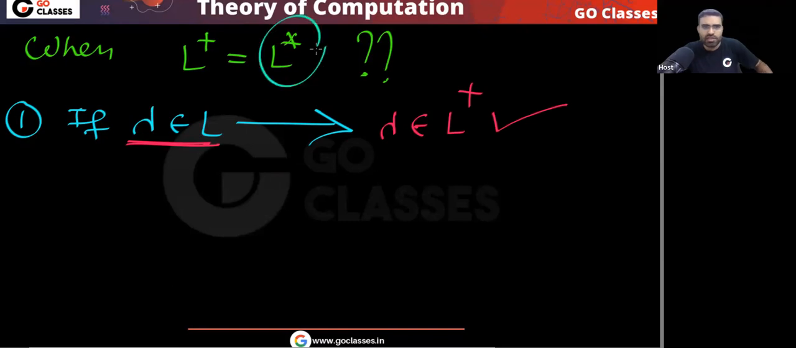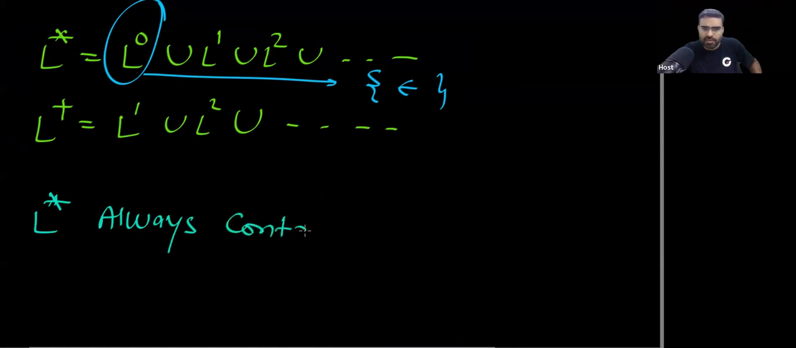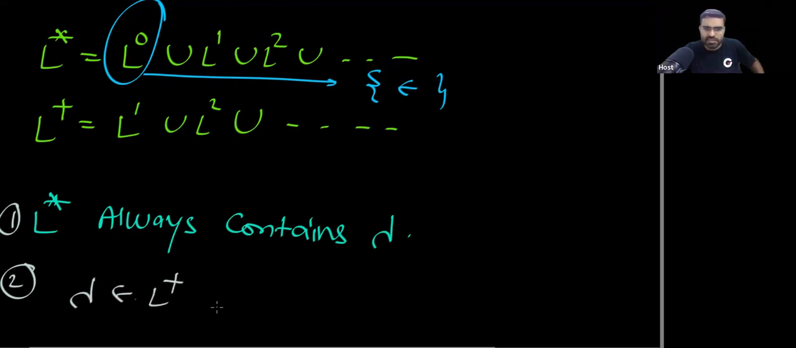Because L star will always contain the empty string. This you already know. The second thing: when will it happen that L plus contains the empty string? L plus contains the empty string if and only if L contains the empty string.